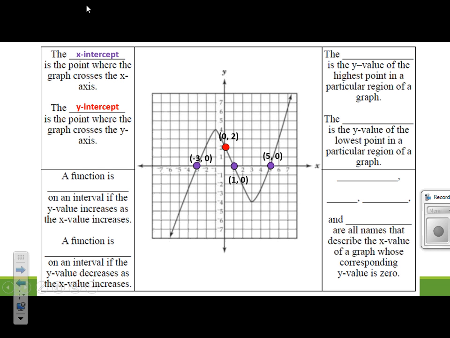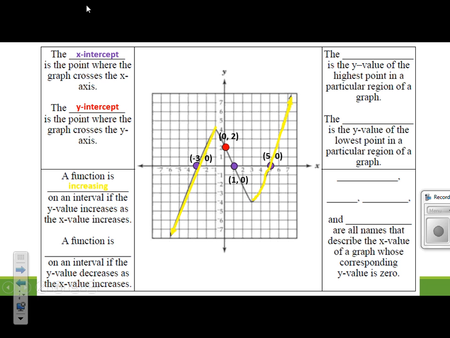Okay, now I'm going to open the door for the increasing and decreasing. And a function is increasing, I'm doing that in yellow, over the interval where the y value increases as the x value increases. So if you look at this graph, where the graph is increasing from left to right, one area is there, okay? So that's an increasing part of the graph. And another part of the graph that's increasing is where you see the other yellow.